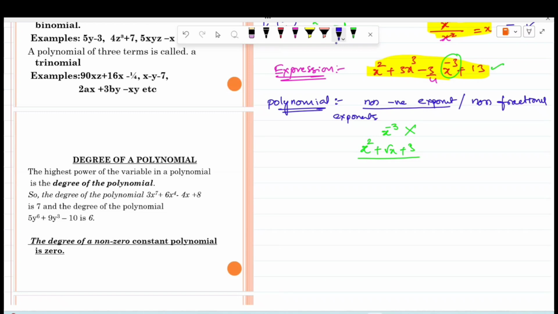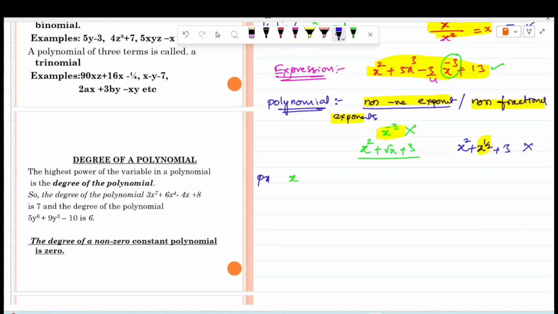Why? Because here we have root x. Simplified, it is x square plus x power 1 by 2 plus 3. The definition itself says non-fractional exponents, non-negative exponents also. It contains fractional exponents, so this is not a polynomial. Then can I say 3 x power minus 3 is a polynomial? No, it is also not. So how does a polynomial look?